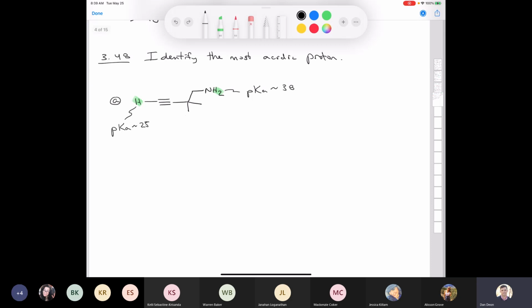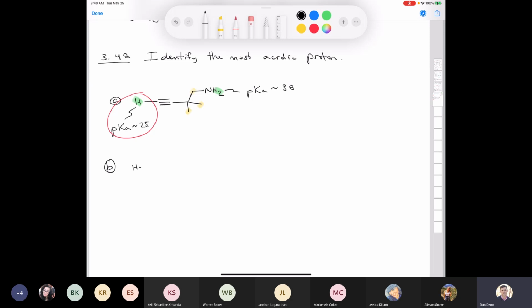What are all the other types of protons in this molecule? Every other proton is from an sp3 hybridized carbon-hydrogen bond here on these three carbons. Those are all going to have pKas of around 50. And so the answer is the proton on the alkyne here. This is by far the most acidic proton. And this question is very important because you're going to train your eye to be able to look at molecules very quickly and assess which proton is the most acidic.